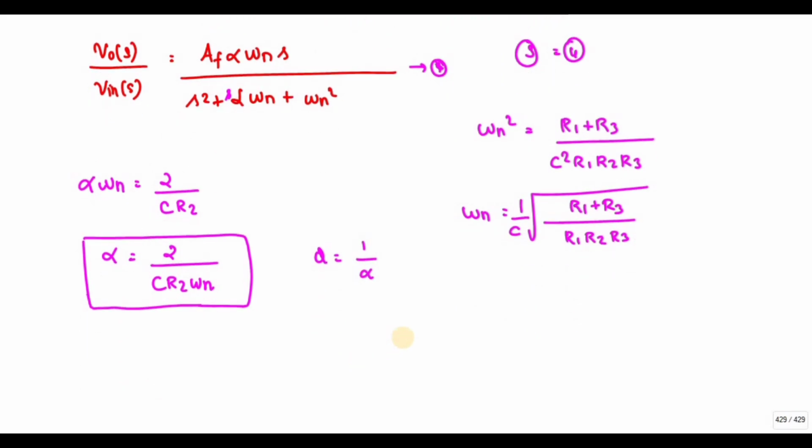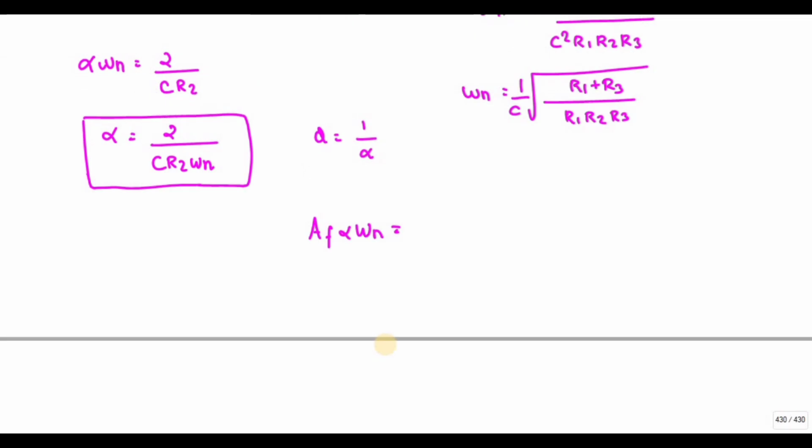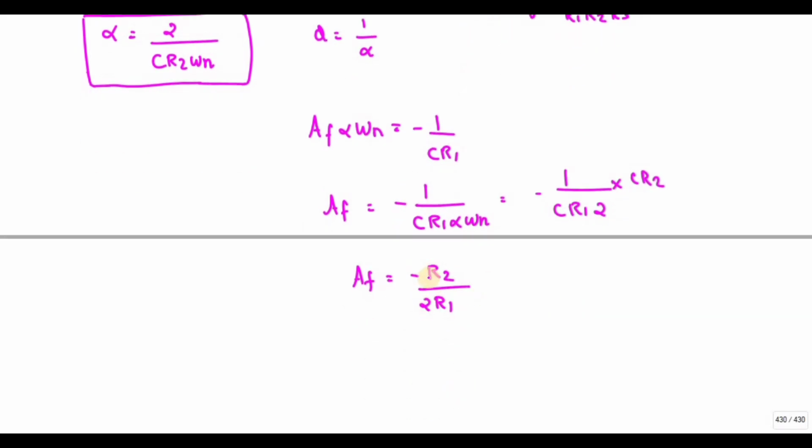From this equation, from the numerator, what is the numerator? AF alpha omega n, that is equal to minus 1 divided by C R1. So what is AF? AF is equal to minus 1 divided by C R1 alpha omega n. So the alpha omega n, I can write it as 2 divided by C R2. So AF is nothing but minus R2 divided by 2R1. Since resistance value will not be negative, I can write AF is equal to R2 divided by 2R1.